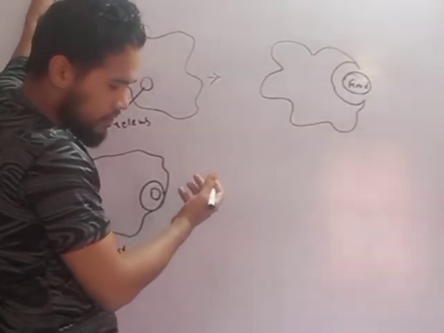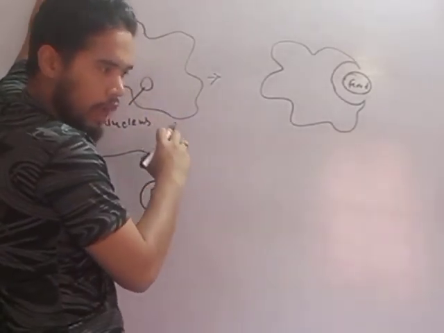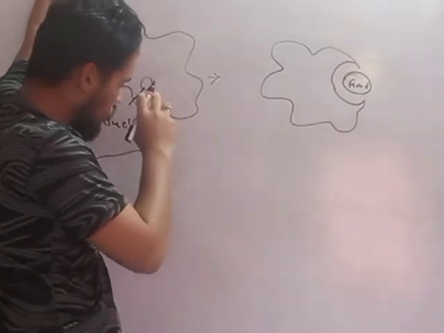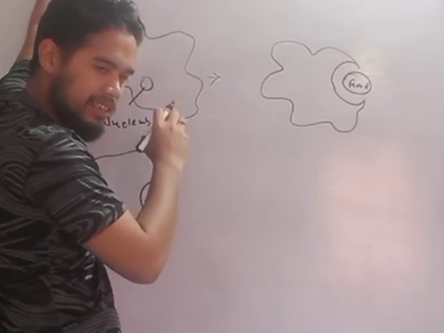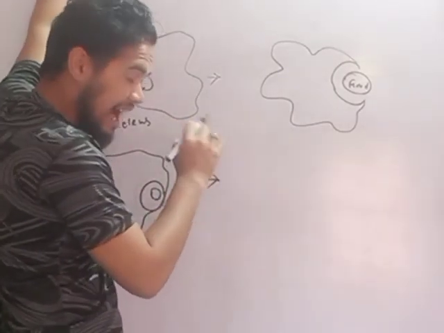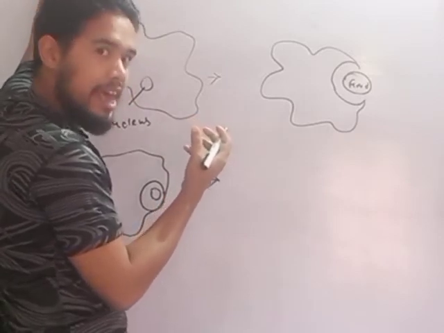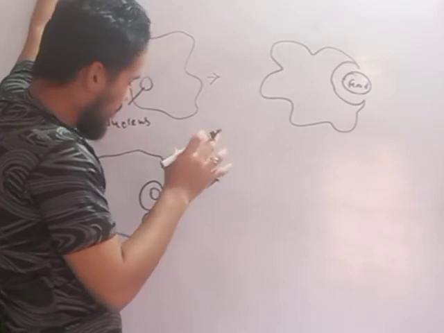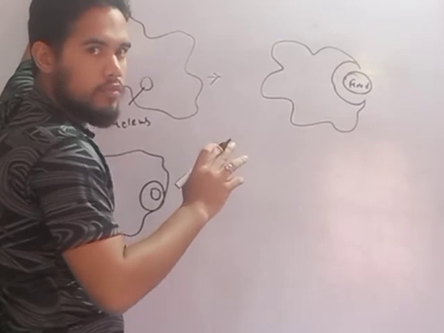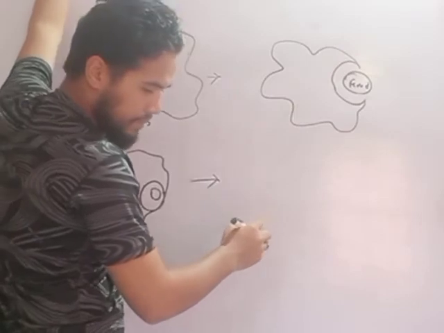So the nucleus is there. The nucleus absorbs the necessary things from the food, and then the unnecessary or undigested things, like humans do, they remove from their body with the help of the cell membrane.